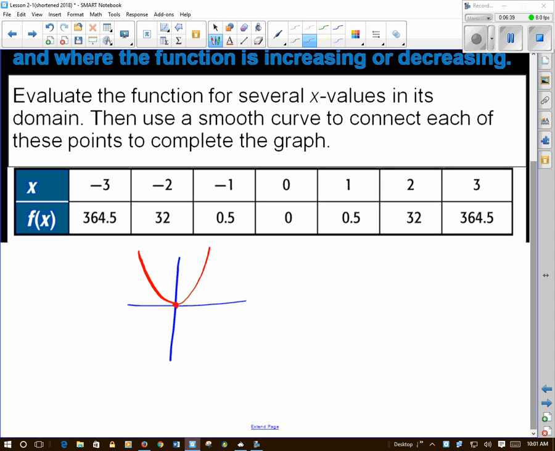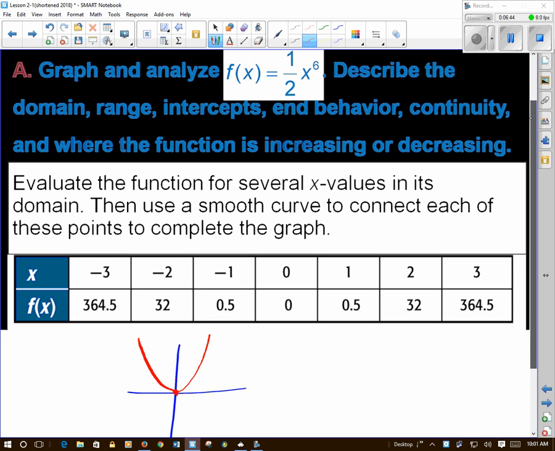And so looking at domain and range and all that stuff, we're going to see from the graph that the domain is going to be negative infinity to infinity. The range is going to be from 0 to infinity. X and y intercepts are both 0.